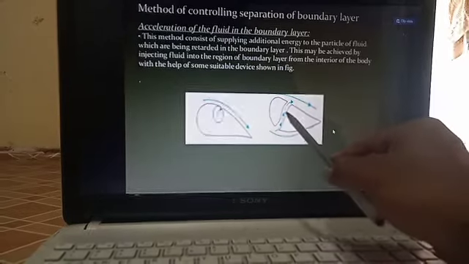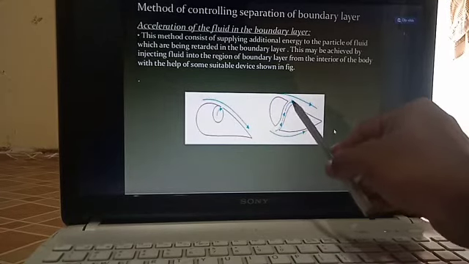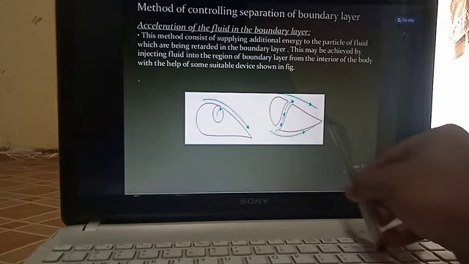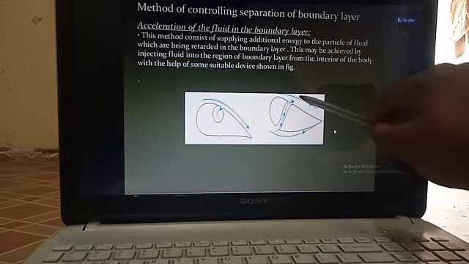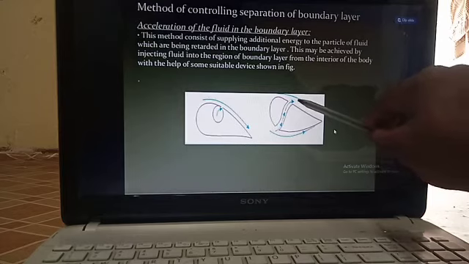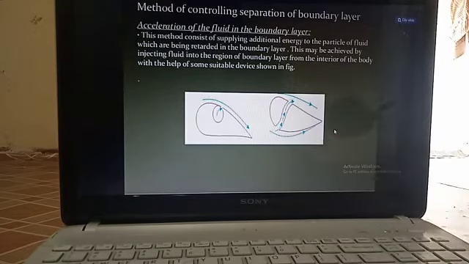This is an exaggerated form. These are the inside particles which are injected through the body into the boundary layer, so that the retardation effect from the viscous, pressure and inertia forces will be minimized due to these higher energy particles.